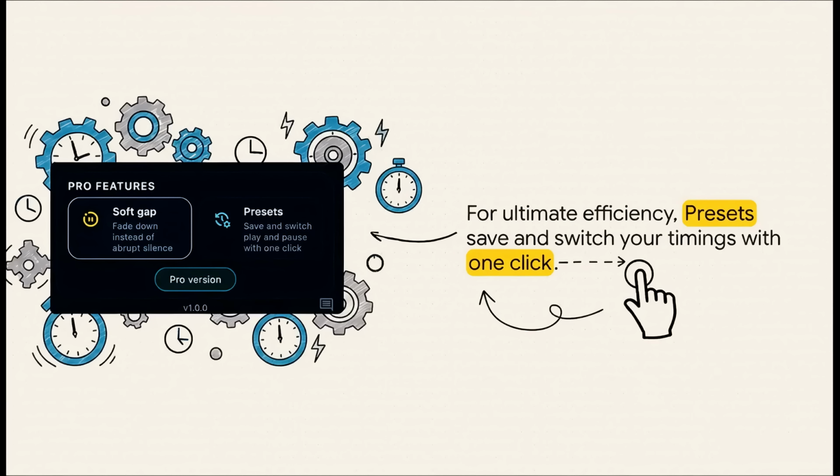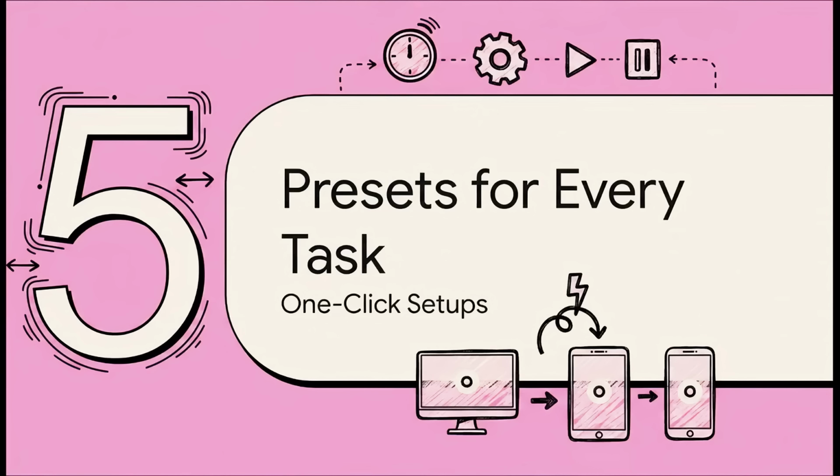And right next to that is what I think might be the single biggest game changer for efficiency: presets. This feature lets you save all your perfect timing setups for different tasks, and then you can switch between them with just one click. It's awesome. This is such a huge deal that it really deserves its own moment. So let's talk about presets for every task and how they give you these one-click setups for, well, pretty much any scenario you can think of.